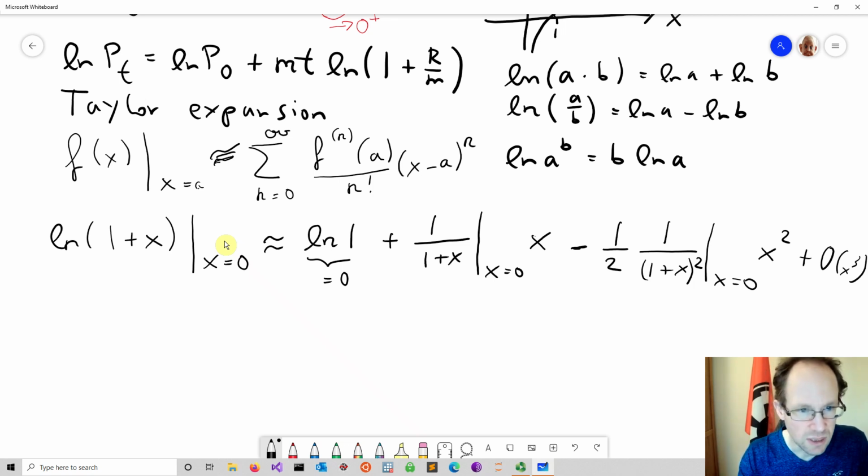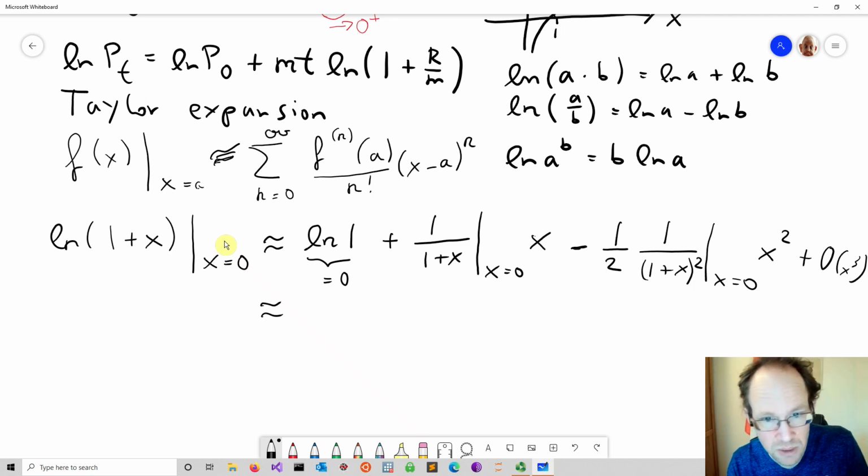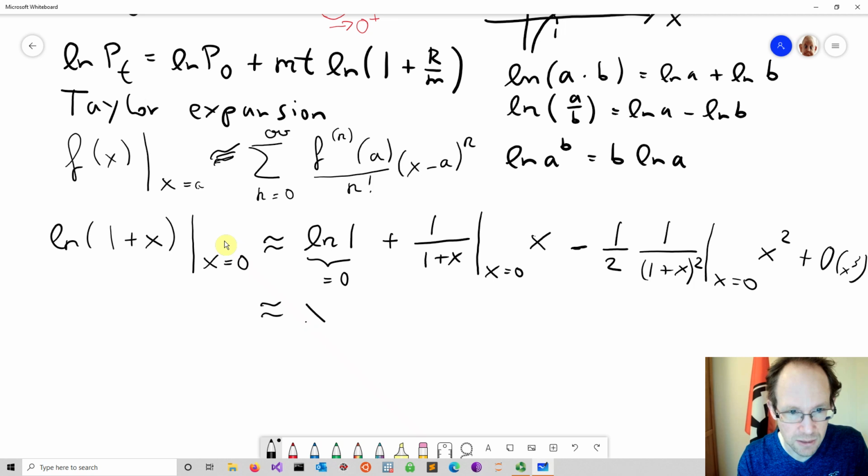So I can now start simplifying that. This first term is simply 0. When I evaluate the next term, I end up with x, and the second term is then minus 1/2. That again becomes 1, and then x to the power of 2, and then we have simply higher order terms.